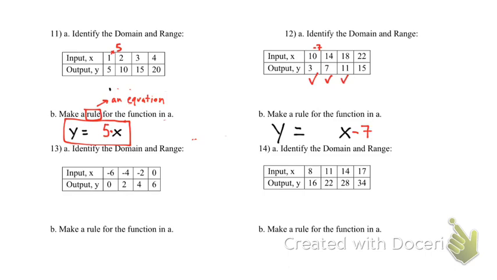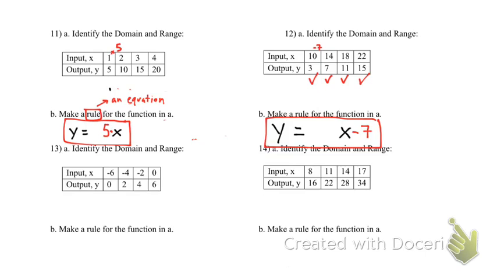Now I'm going to check the last set. 22. 22 minus 7 is actually 15. So I have just found my rule, my equation. Okay? Again, it's that simple. It just takes a little bit of thinking. What am I adding, subtracting, multiplying, or dividing to get to my output? All right, let's do B together.